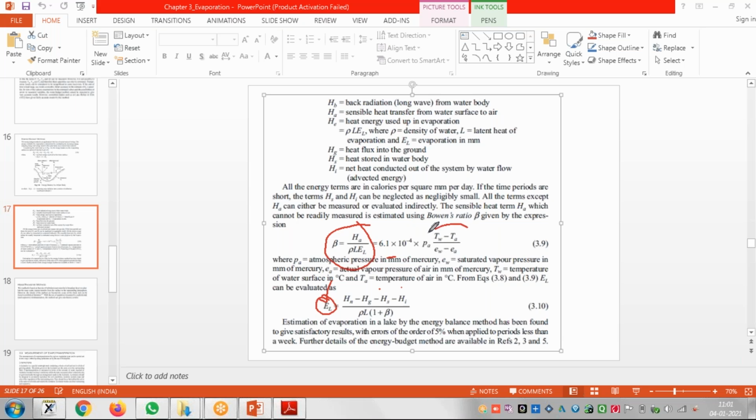Again, these values are given for different components. So finally we can apply these two formulas. First is this formula, and for getting this beta value we will apply this formula. Then we get the beta value, the other values will be given, and L and rho will also be given. Every parameter will be given, and we will find the evaporation loss by the energy budget method.